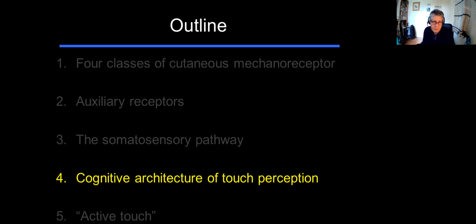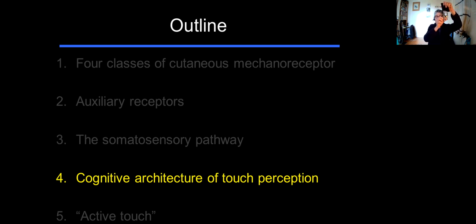Okay, I've got a couple of slides which are more about perception and less about neuroscience now. I've called this cognitive architecture of touch perception. So we're familiar with the idea that we can perceive objects with our hands. If it's dark, I can find objects on my desk just by using my hands. I can tell if it's dark and I'm coming into my house, here are my keys.